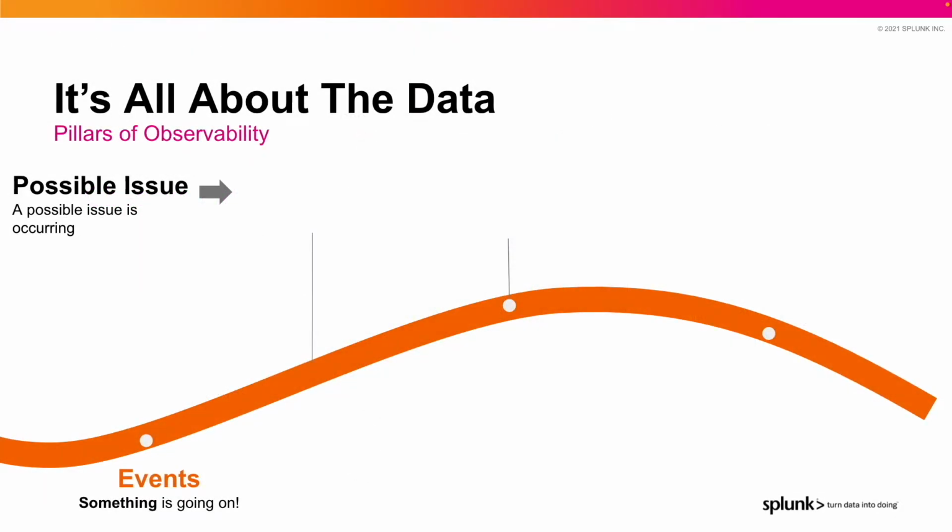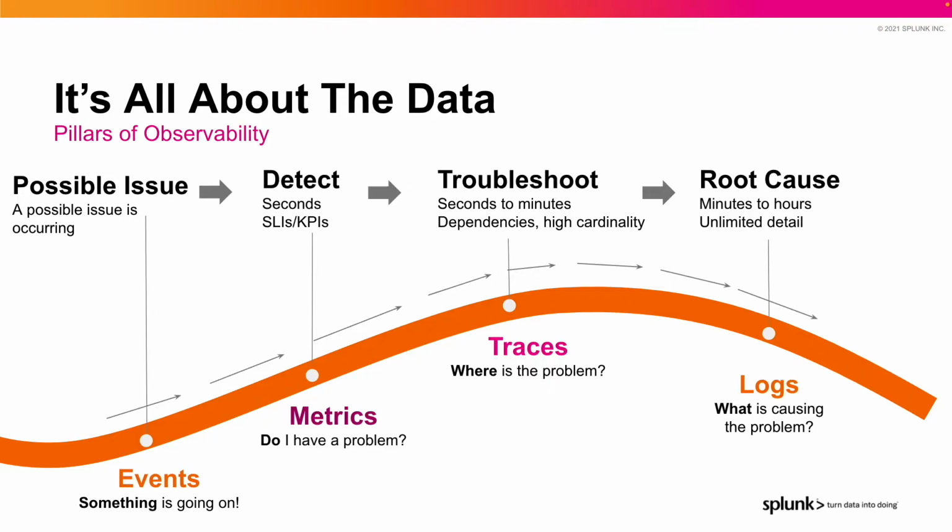Now let's go ahead and expand this slide here, and let's take a look at the data that's behind observability. When it comes to our complex deployments, while we're on our cloud-native journey to microservice architectures, we find these classes of data to be most useful. Events, which identify that something's going on. Metrics, which answer, do we have a problem? Traces, to help identify where the problem is. And then logs, which identify what's causing the problem.